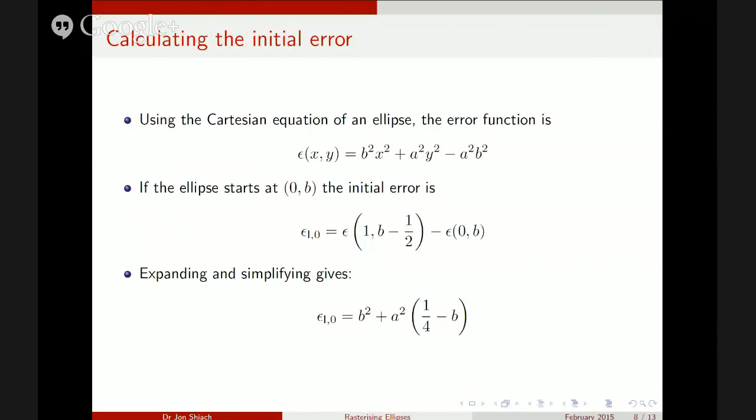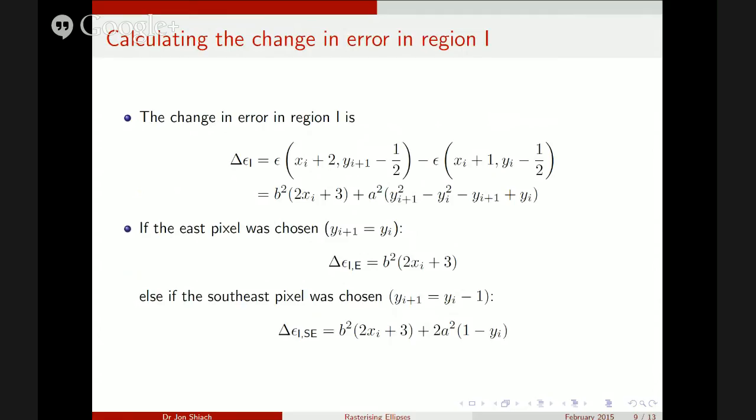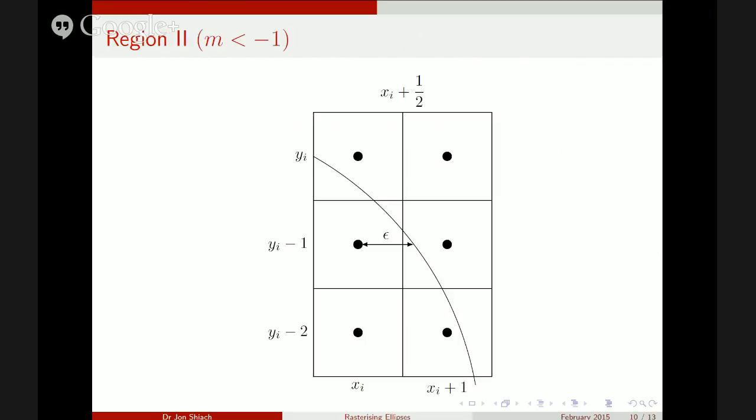So essentially it's the same as the midpoint algorithm, but just for ellipses, and that's what I've just gone through. I called it the change in error for region 1 if we went to the east pixel, and the change in error for region 1 if we went to the southeast pixel. Okay, that's all well and good.